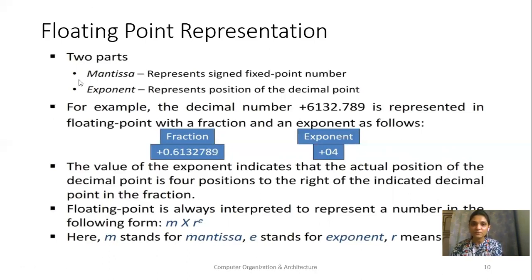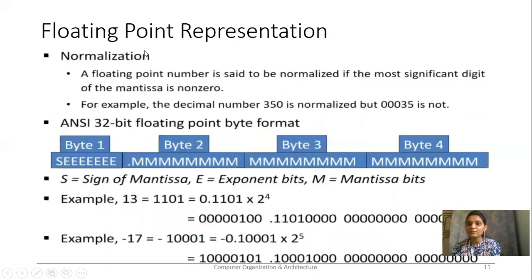This is how it works for a decimal number. So for a binary number, how can we do it? For that you have to normalize the number. How can you normalize the number? A floating point number is normalized if its most significant digit is non-zero, that means 1 for binary. For example, if a decimal number is 350, it is in normalized form.